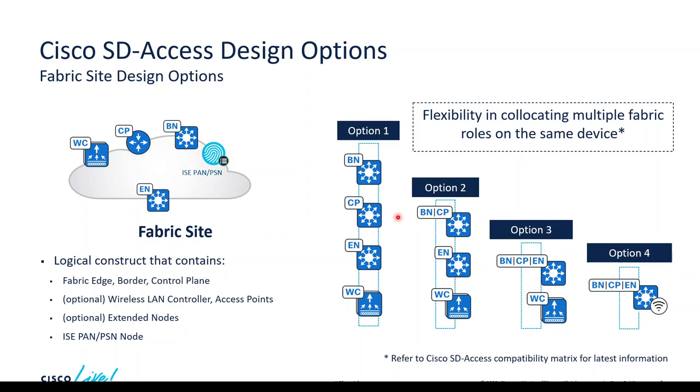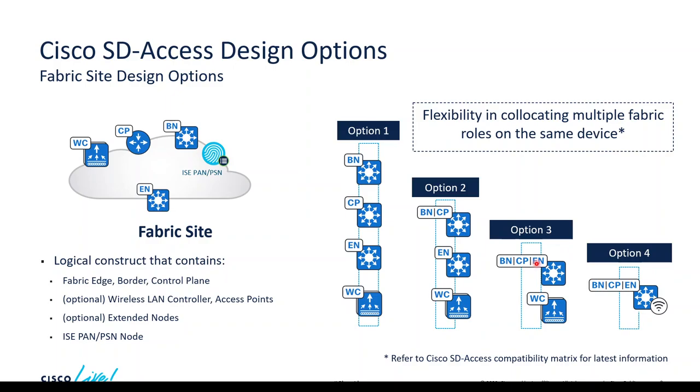in terms of fabric site sizes. So as you can see there, there's option 1, 2, 3, and 4, going from a large site towards the smaller side. Option 4 is the fabric in a box option, which is one device or a stack of devices in that particular site.